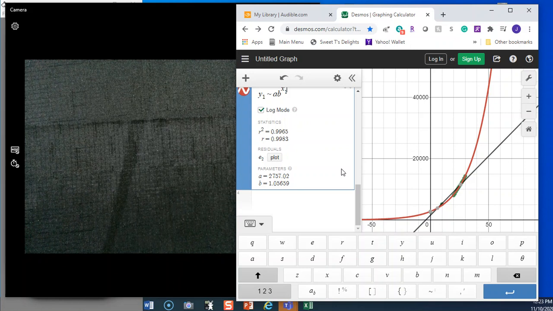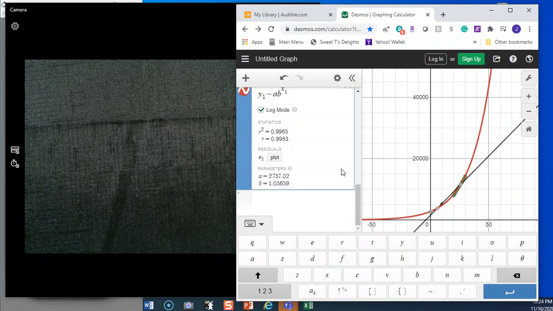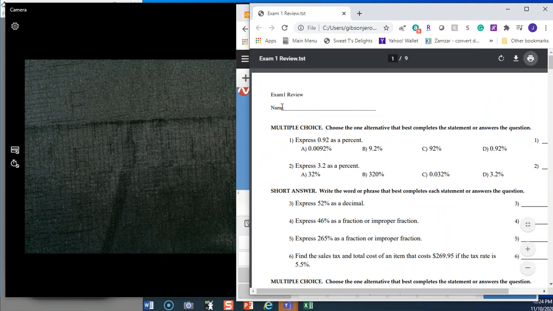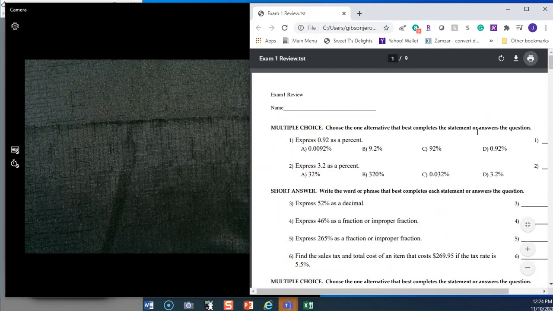So, the next thing that we would do, and I want to get to this, we're going to start the review. We're going to do the first part of the review. So let me pull that up really quick. I'm going to pull up that review. All right, let me minimize this here. Okay, so this is the first part of the review. Now, we're going to do that.